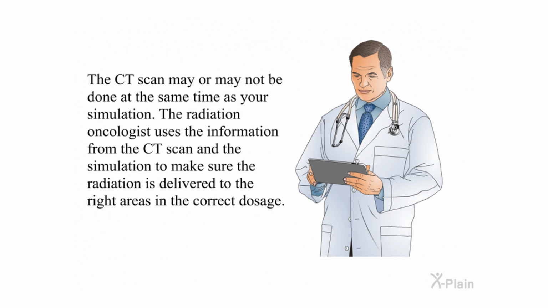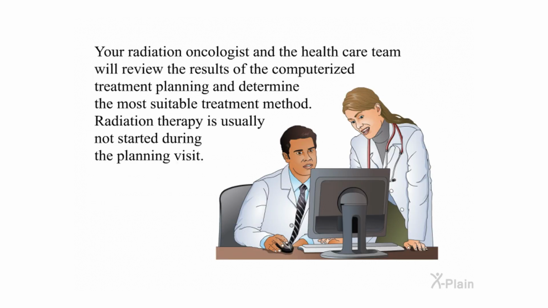The CT scan may or may not be done at the same time as your simulation. The radiation oncologist uses the information from the CT scan and the simulation to make sure the radiation is delivered to the right areas in the correct dosage. Your radiation oncologist and the healthcare team will review the results of the computerized treatment planning and determine the most suitable treatment method. Radiation therapy is usually not started during the planning visit.